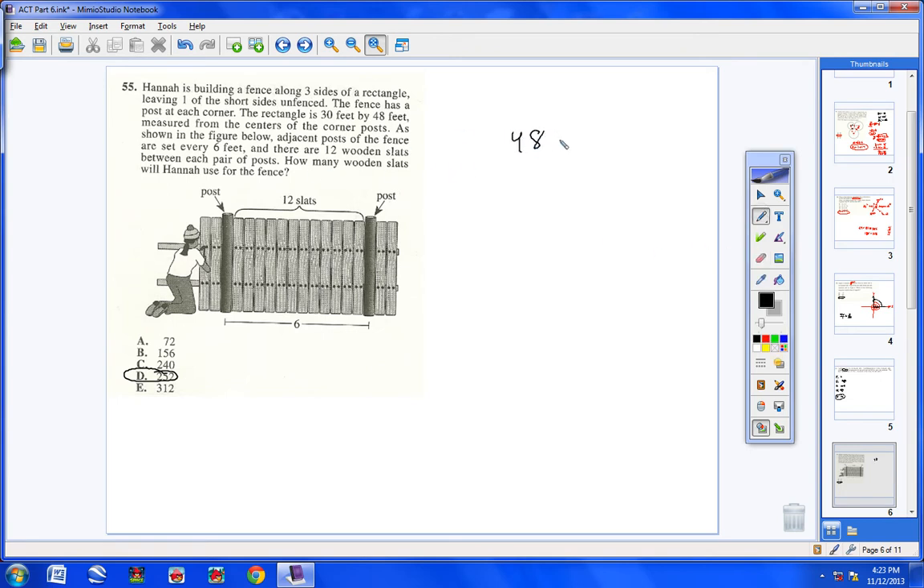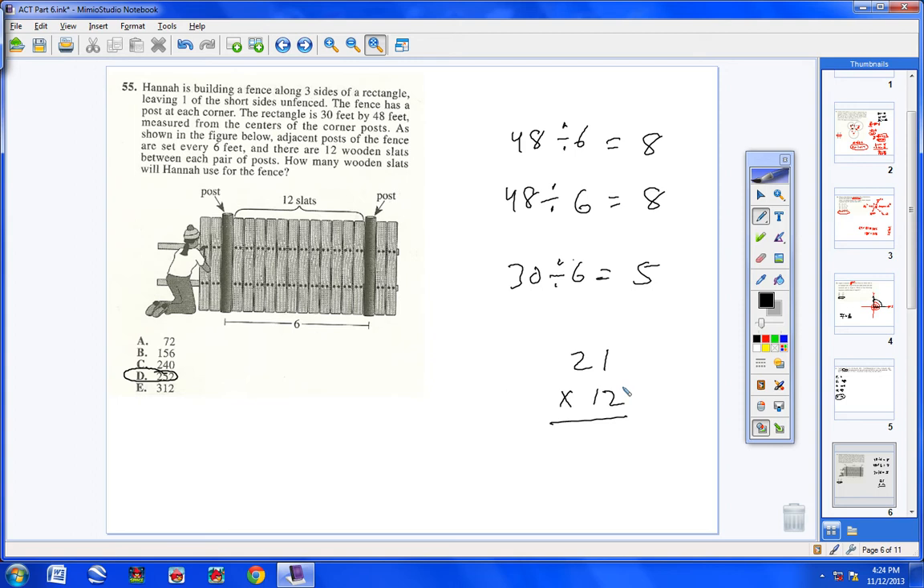I got 48 for one side, divide that by 6, and that would give me 8. The other side's 48, divide that up into segments of 6 feet, that's 8 segments. Then take my 30, divide that by 6, I would get 5. Add those up, I'd get 21, and then multiply it by 12 because each one of those spaces has 12 wooden slats. To be honest, that's how I would have done it.